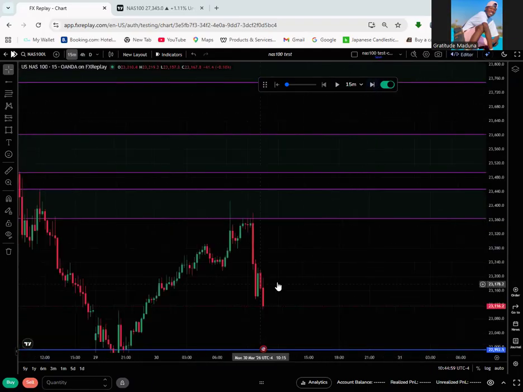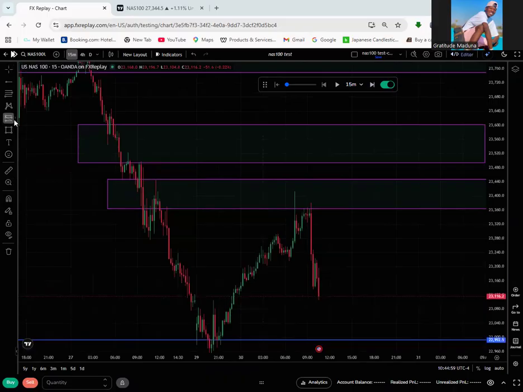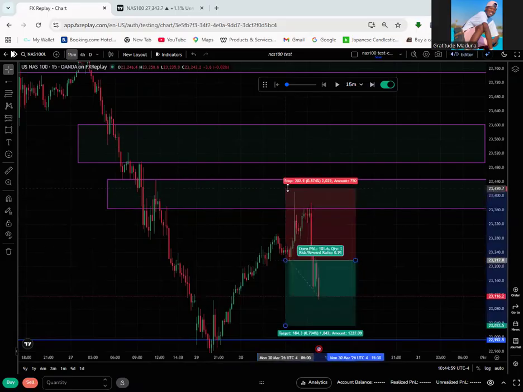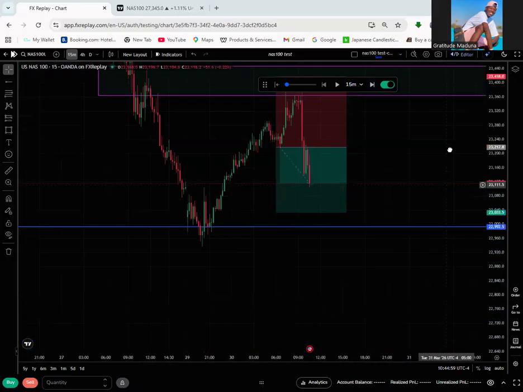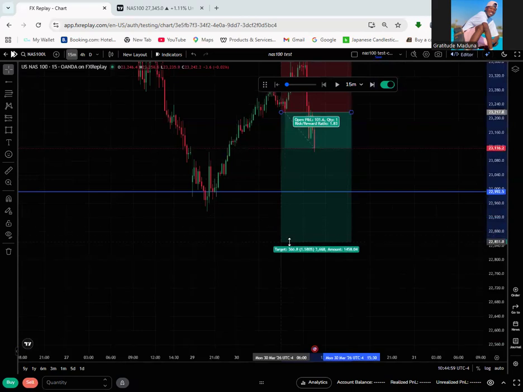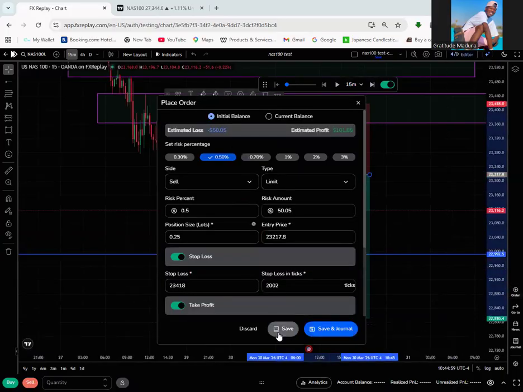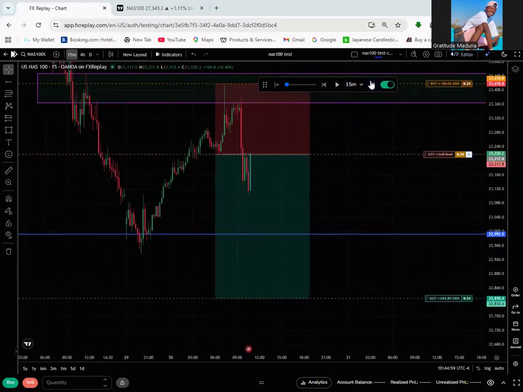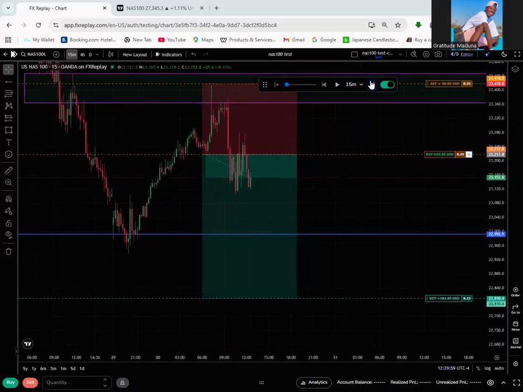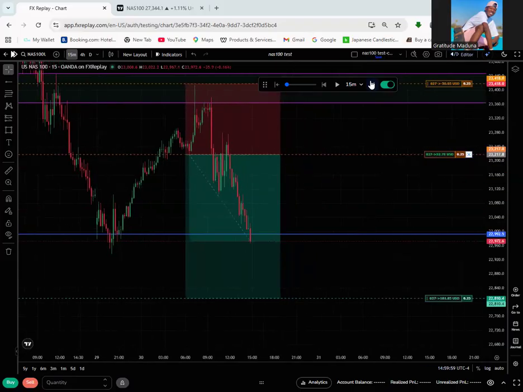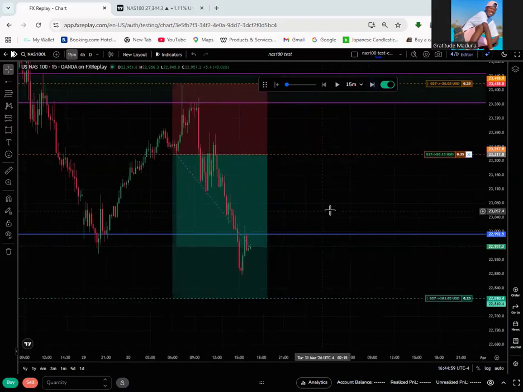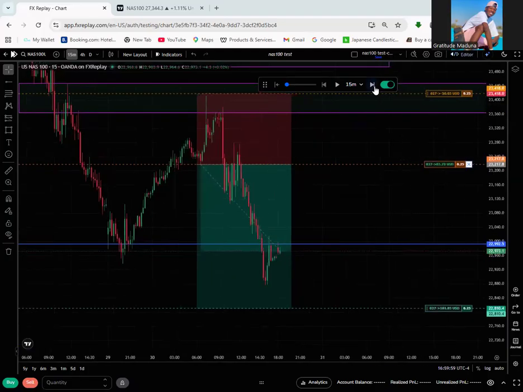Ooh, this is one beautiful entry format. Does the R allow it? Short, and I'll short here. Let's just say 200, and I just need to get 400 points out of it. See if it comes back to take me back in. Comes back to take me back in, and we're moving in profits, and we are in profits.